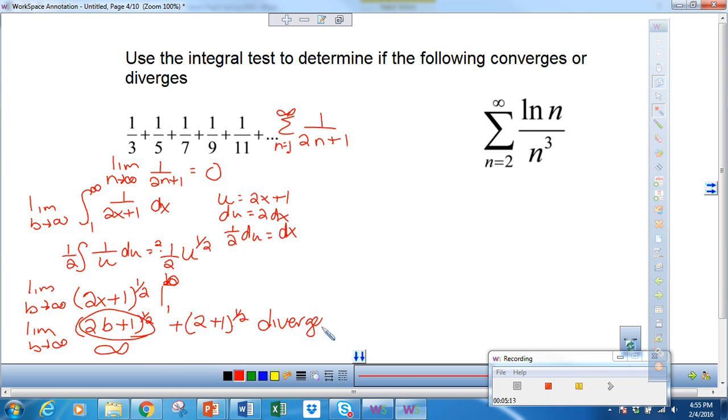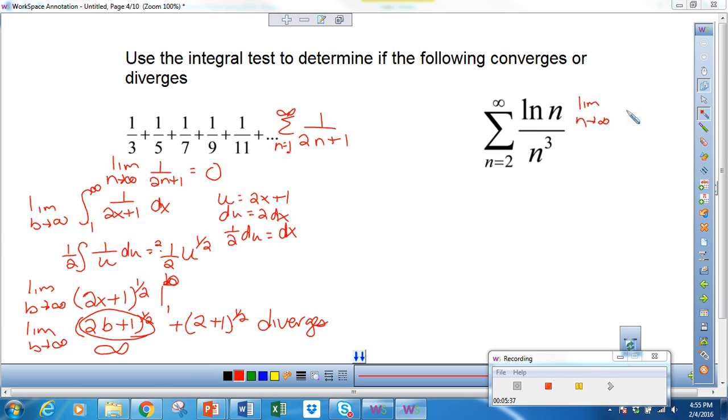Now notice that the nth term test told me that the limit was 0. This does not mean it converges. It just means that it possibly could converge, and we have to do another test. And the second test showed that it diverged. Okay? All right, so let's do the second problem. We want to start here by taking the limit as n approaches infinity.